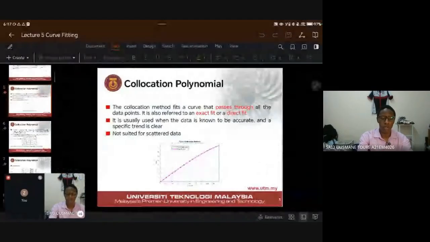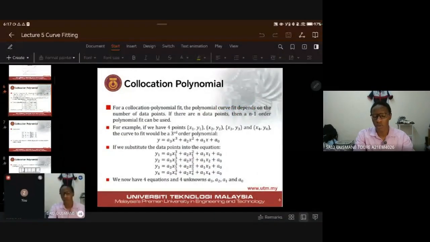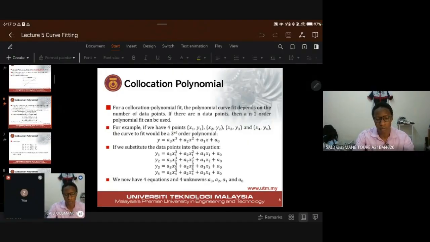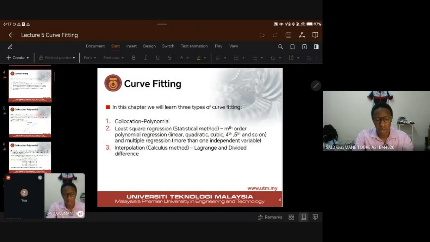Back to the lesson itself. Now that you understand what curve fitting is about, you have three methods overall to determine the curve. Here is the collocation polynomial, which is the easiest and the most common one. I advise you to go for it. No, guys, they don't ask for any specific method. Then the least square regression statistic method.